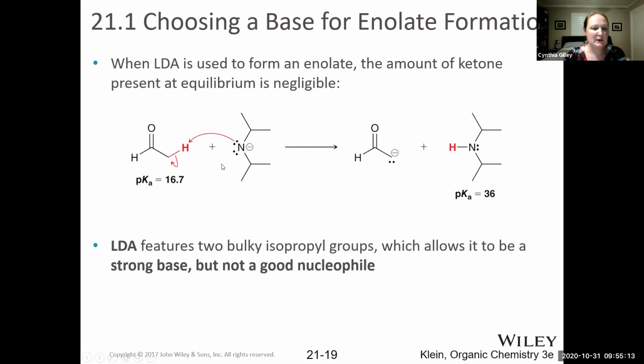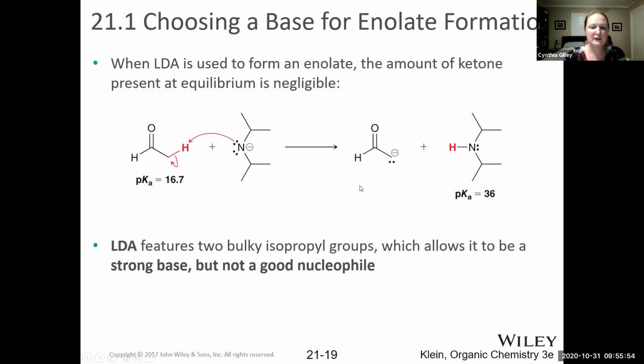Again, LDA is commonly used. It's a strong, bulky base, and in the presence of an aldehyde that has an alpha hydrogen, an acid-base reaction can take place where the nitrogen atom takes a proton from the alpha position. We form the enolate, and we form the protonated amine. We look at the pKa difference between the alpha proton of acetaldehyde and the amine. There is about 19 pKa units difference, right, between 17 and 36. So this is essentially an irreversible reaction.